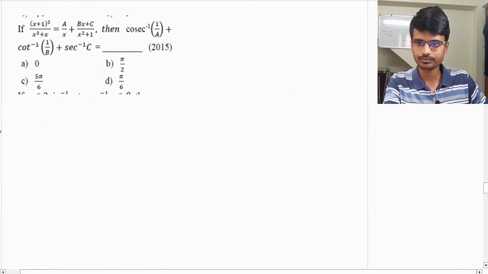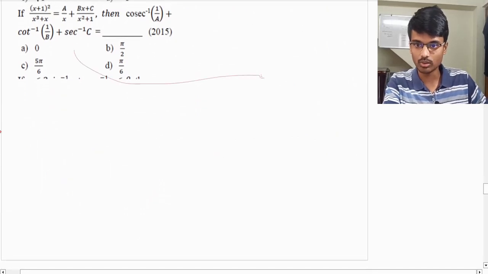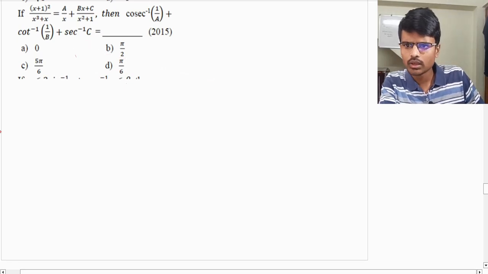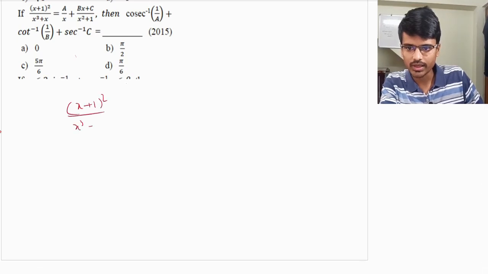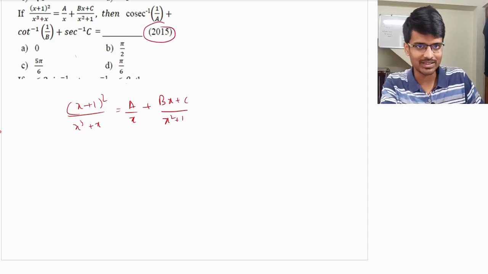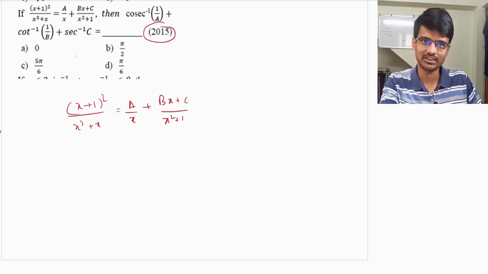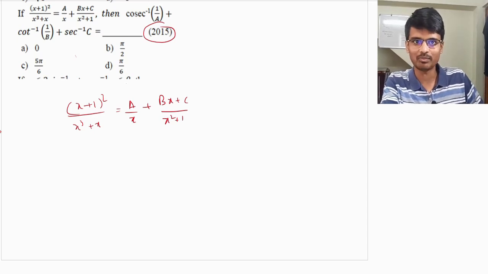Moving on. So this question looks difficult, but it is an easy question. Okay, let me just write that down. x plus 1 whole square, x cube plus x equal to A by x plus bx plus c. So this question was asked in 2015. I myself have also given 2015 KCET. So this question I have attempted in my real exam. I don't know whether I solved this or not. I don't remember.